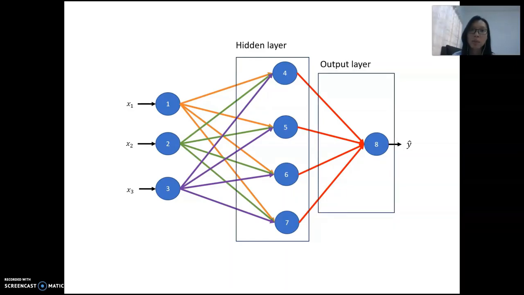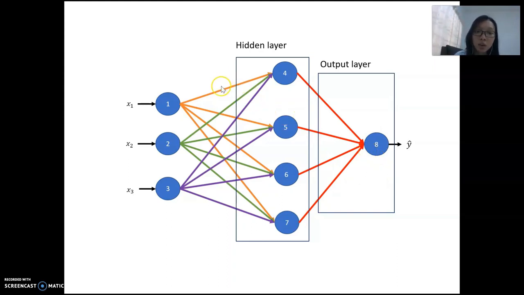How to do the backpropagation mechanism? The first thing you need to do is just assign a value for each node. You can see here, you just assign numbers 1, 2, 3 for the input layer, 4, 5, 6, 7 in the hidden layer, and number 8 in the output layer. So each node has its respective value already, right?